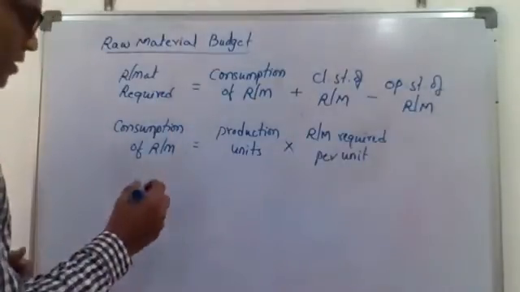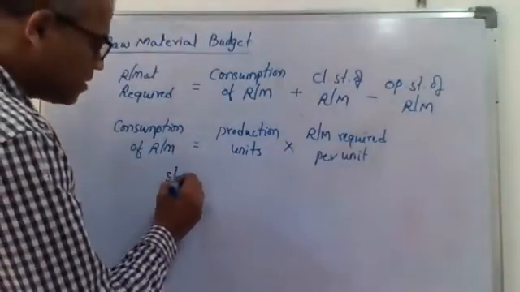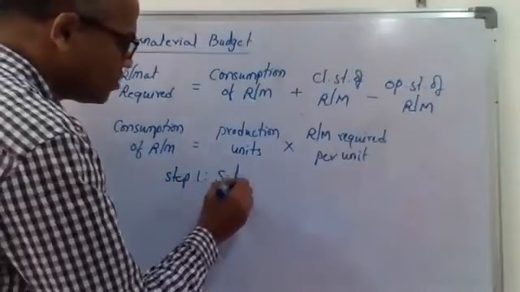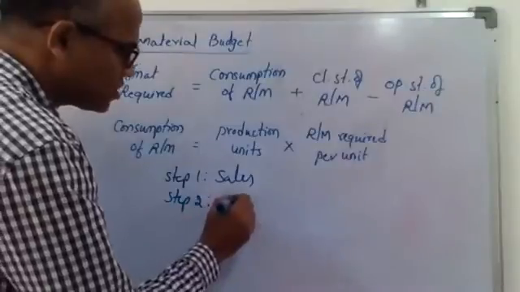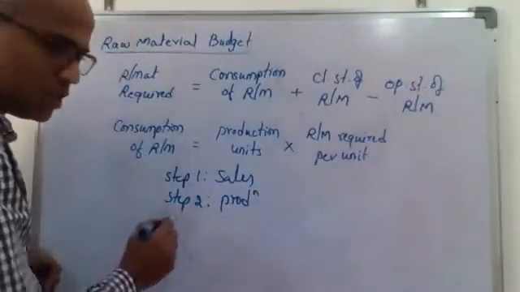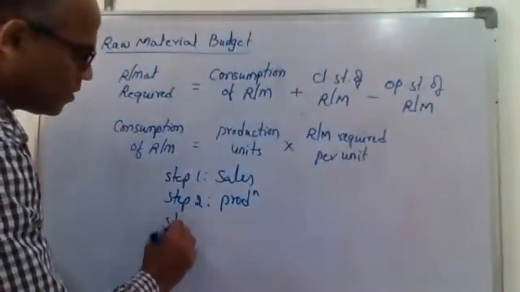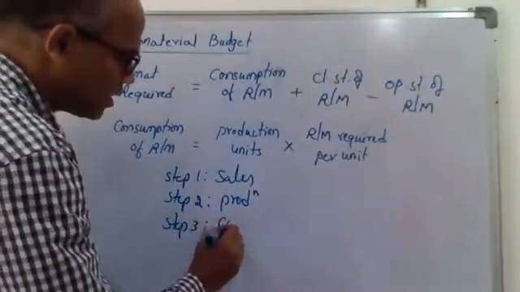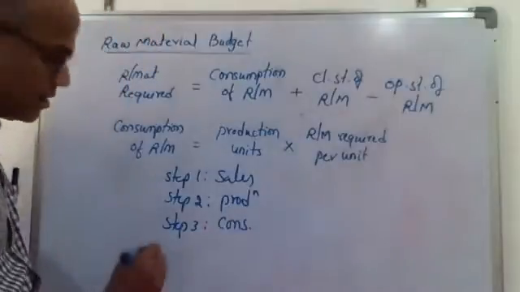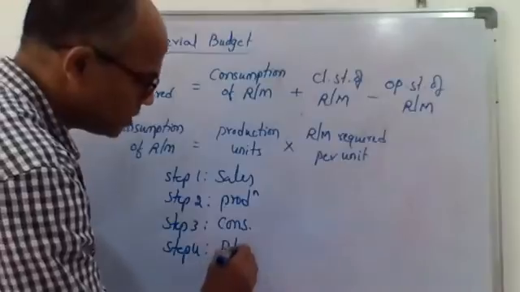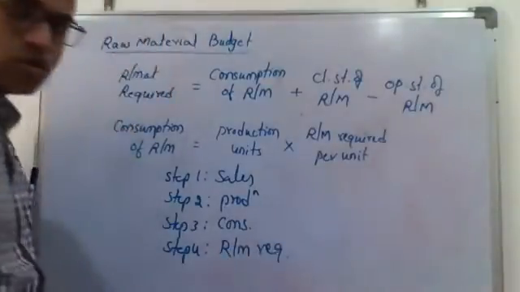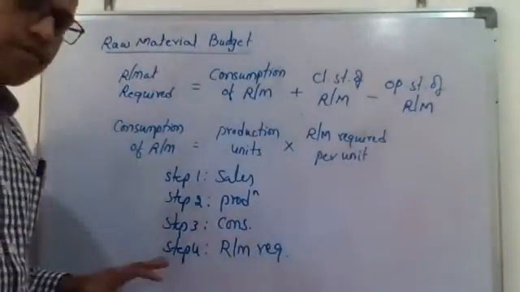So if I have to write it, in step 1, I should know what your sales is. In step 2, I should know what your production is. In step 3, you should know what your consumption is. And in step 4, you will come to know what your raw material requirement is. So you can see these are the 4 steps we generally have to follow.